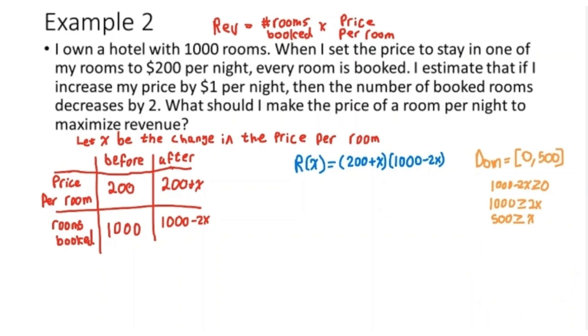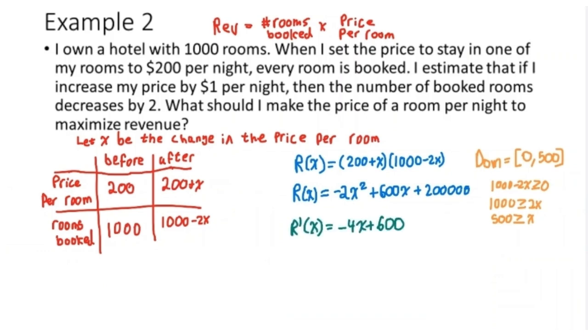Now that I have my domain, I know it's closed and bounded, so I can apply the method of finding the absolute extreme that we studied when we learned the extreme value theorem. I have to start by finding my critical numbers, which means I need to find the derivative of my revenue function. Before I do, let's expand it so we can use the power rule, and I get R of X equals negative 2X squared plus 600X plus 200,000. Differentiate our revenue function, and we get that R prime of X equals negative 400X plus 600.